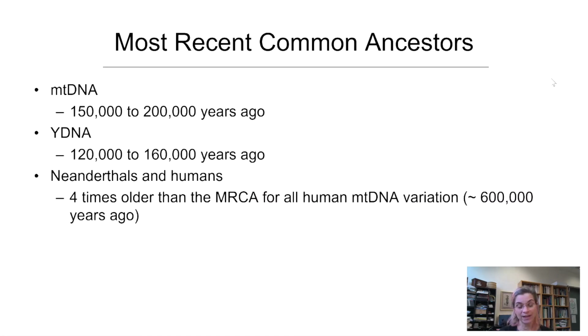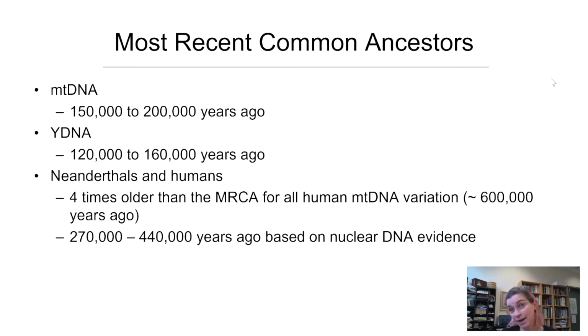So all of that mitochondrial DNA data could then be used to figure out a date for that coalescence. So again, using the molecular clock and estimating when that most recent common ancestor would have existed, it's estimated to have been about 4 times older than the most recent common ancestor for all human mitochondrial DNA variation, which would put that Neanderthal-human common ancestor back at somewhere around 600,000 years ago.